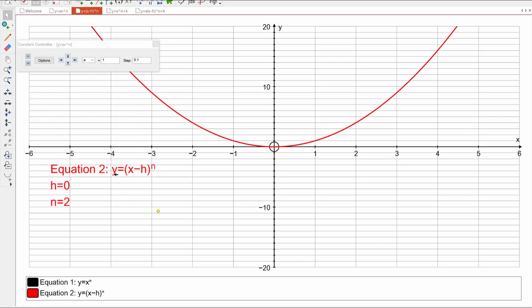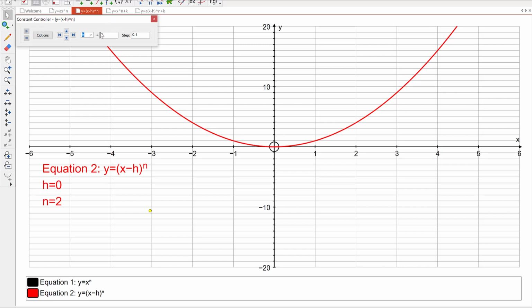Okay, so we're looking at here the graph of y equals (x minus h) to the power of n. So at the moment, on this particular graph, n is currently 2. And so we're seeing a parabola, and we know that as we change the value of h, given how it's set up here, x minus h, if I make h bigger, the graph is going to go to the right. So let's have a think about it.